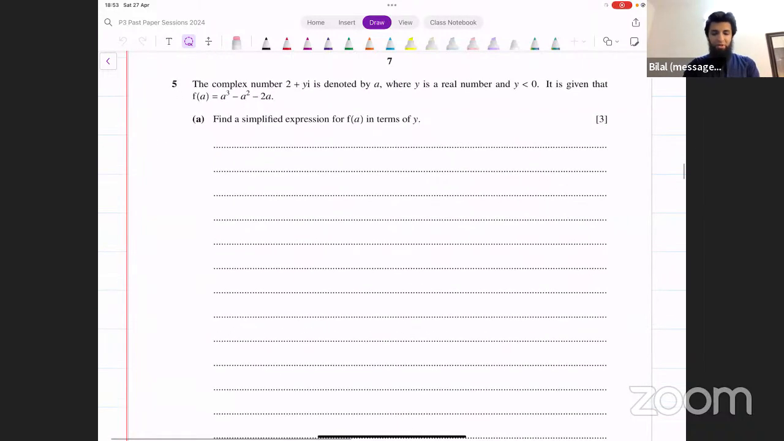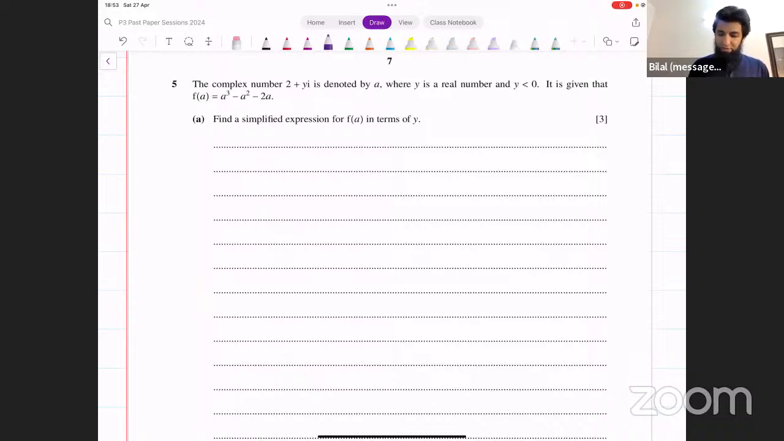It says the complex number 2 plus y iota is denoted by a, where y is a real number and y is less than 0. It's given that f of a equals a cube minus a squared minus 2a. Find a simplified expression for f of a in terms of y. Okay, so how do we do this?